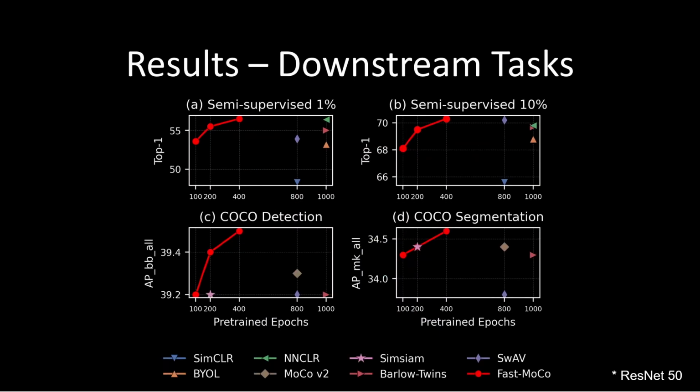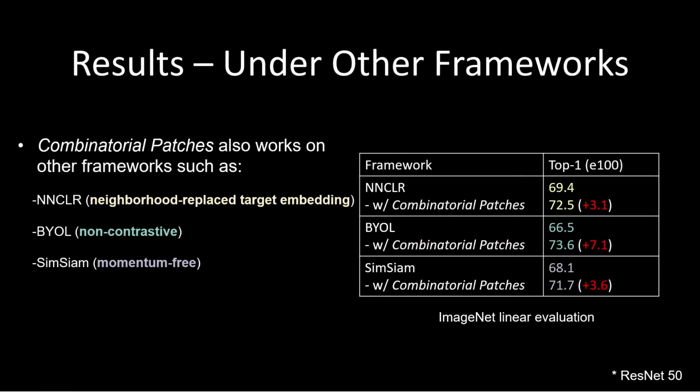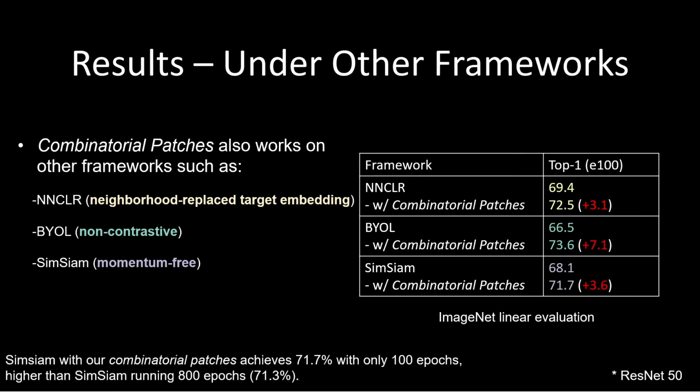The same is true for downstream tasks like classification, detection, and segmentation. The proposed combinatorial patches also work on other frameworks, such as methods with neighborhood-replaced target embedding, like NNCLR, non-contrastive methods like BYOL, and momentum-free methods like SimSiam. It's worth noting that SimSiam with our combinatorial patches achieves 71.7 accuracy with only 100 epochs of training, which is higher than SimSiam's 800 epochs result.